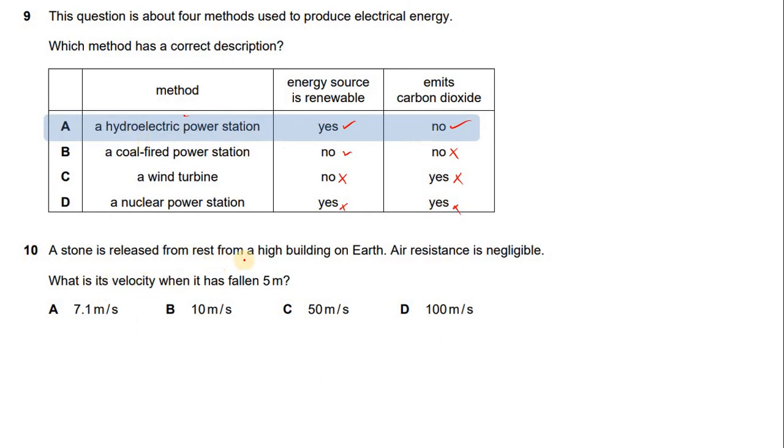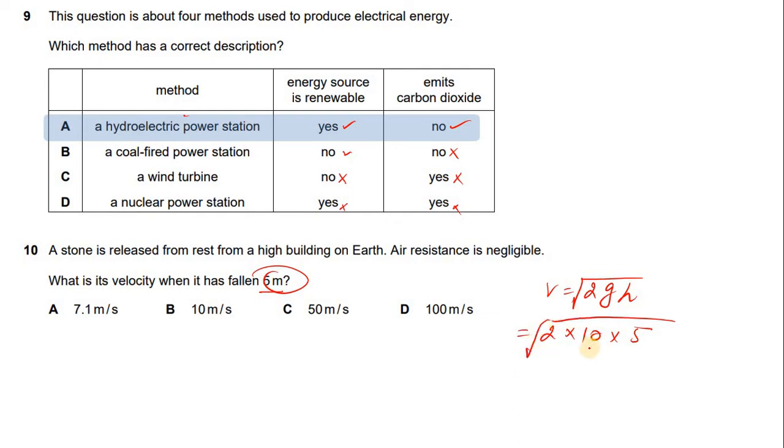A stone is released from rest from a height of a building. Air is ignored. What is the velocity of the stone when it has fallen 5 meters? The object is falling. We need to find the velocity when it has fallen 5 meters. V is equal to the root of 2GH. So the root of 2 times 10 times 5.